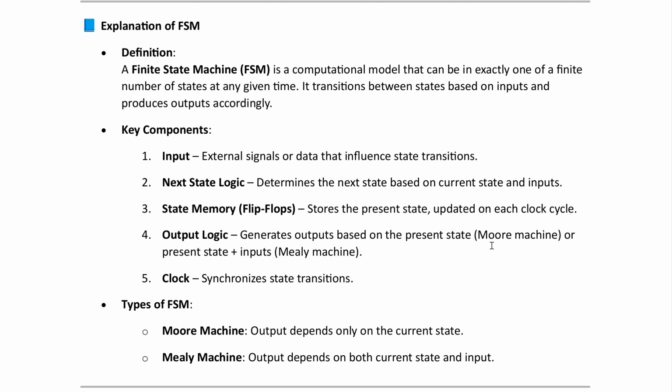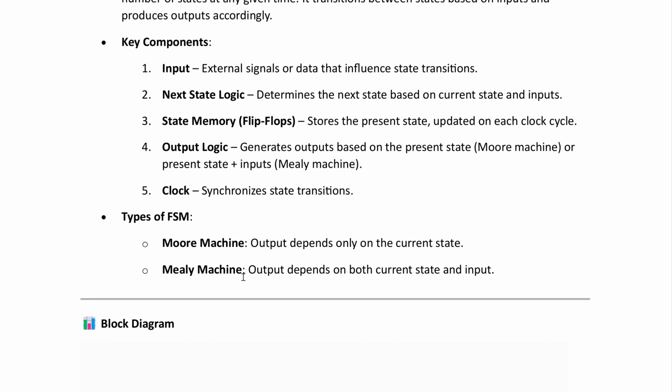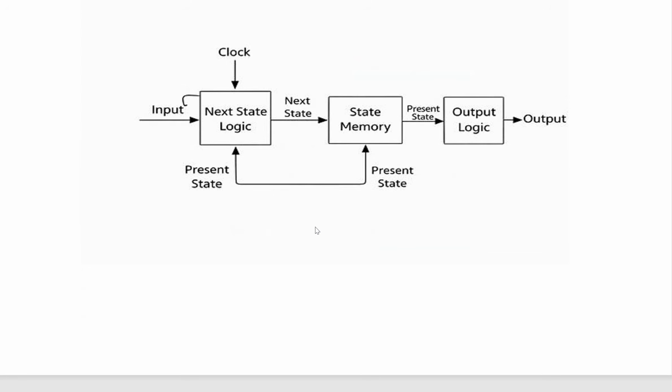Output logic generates outputs based on the present state, that is the Moore machine, or the present state plus inputs, that is the Mealy machine. Fifth component is the clock, which synchronizes state transitions. There are two types of finite state machine: one is the Moore machine, second is the Mealy machine. In the Moore machine, output depends only on the current state. In the Mealy machine, output depends on both the current state and the input.